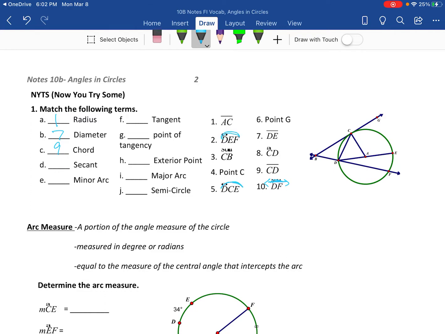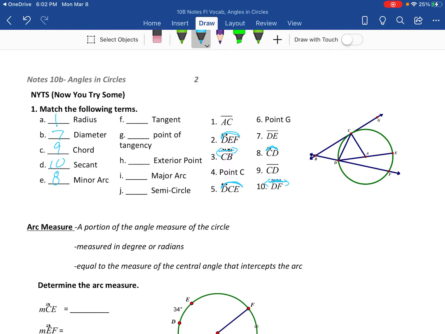Ooh, this is an arc. Sorry guys, this did not come out right. There we go. And so this is 10. My minor arc is 8, okay, which is CD.